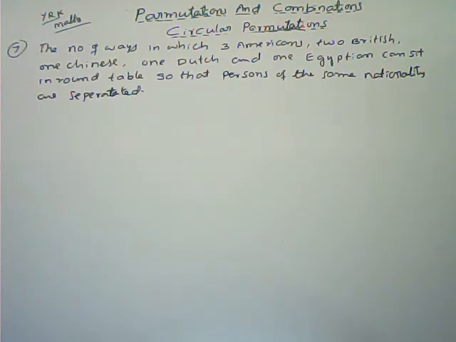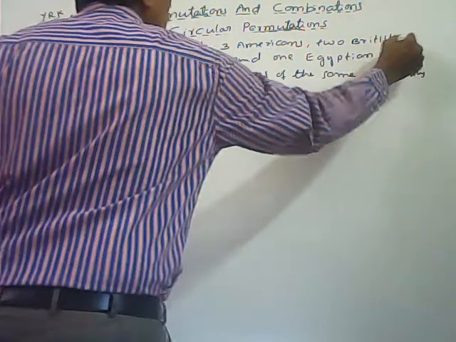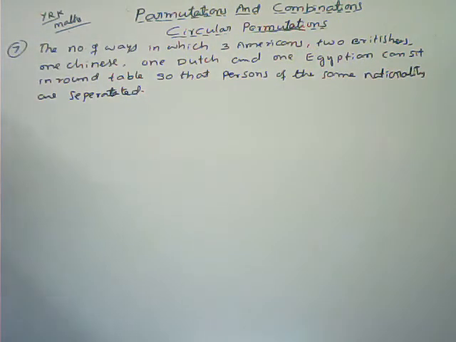Now this is a nice model question. The number of ways in which 3 Americans, 2 Britishers, 1 Chinese, 1 Dutch and 1 Egyptian can sit in a round table so that persons of the same nationality are separated. Persons of the same nationality are separated.